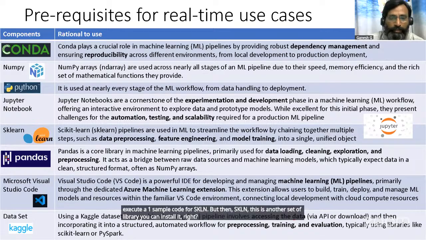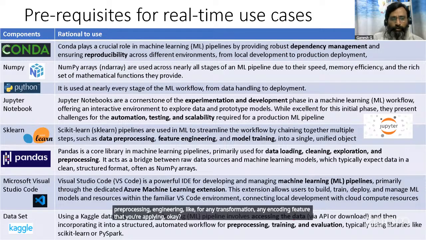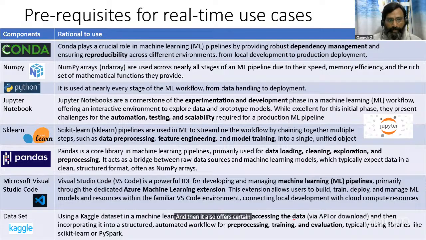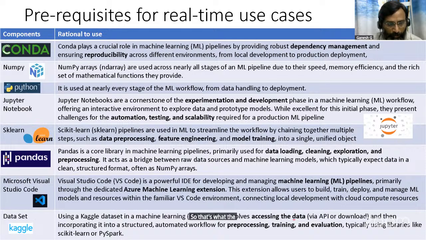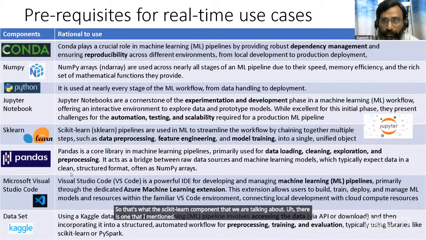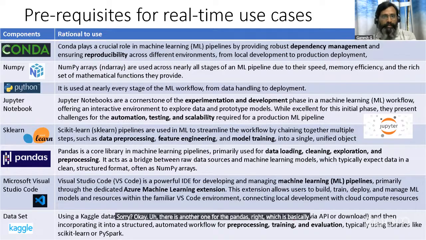It supports a range of libraries for pre-processing and feature engineering, like any transformation or any encoding feature that you're applying. It also offers certain features in terms of accuracy or predictions. So that's the scikit-learn component that we are talking about. There is another one for pandas, which is basically another set of libraries.